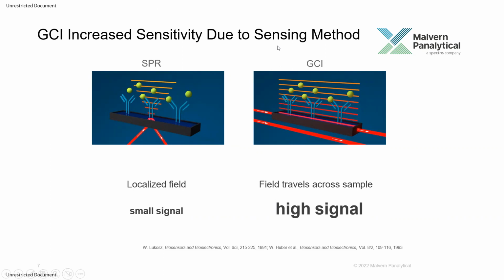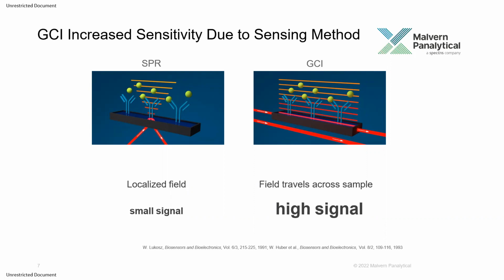Okay, thank you. So just like in the video we showed earlier, on the GCI, which is on the right-hand side, we fully utilize the entire sensor surface. Light can travel the entire sensor surface. Because of that, we can capture more binding signal, especially for small molecule binding. So as a result, we have a higher accumulated binding signal from small molecule binding.